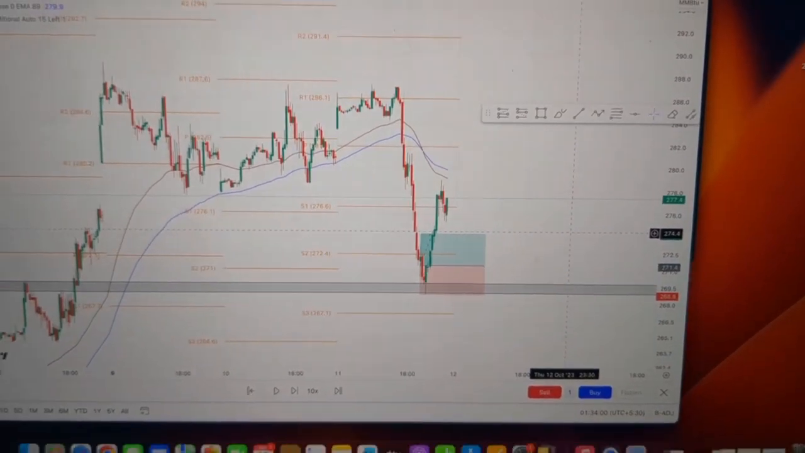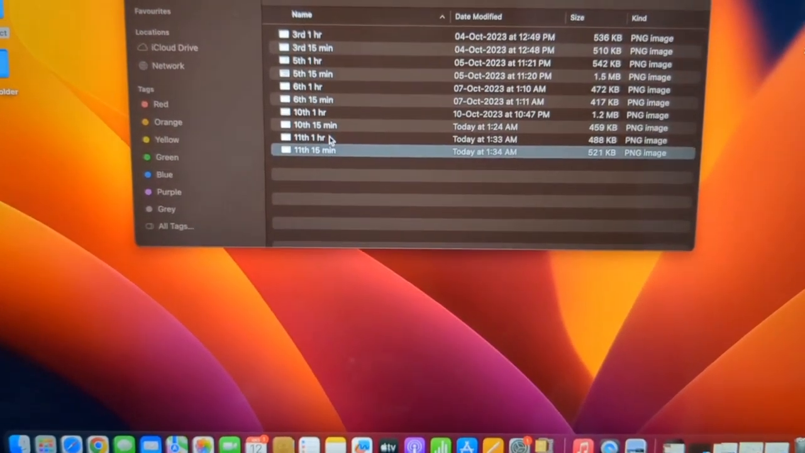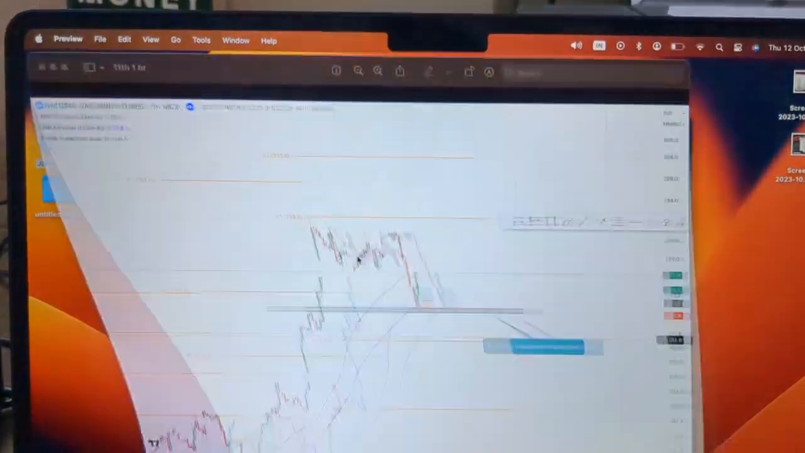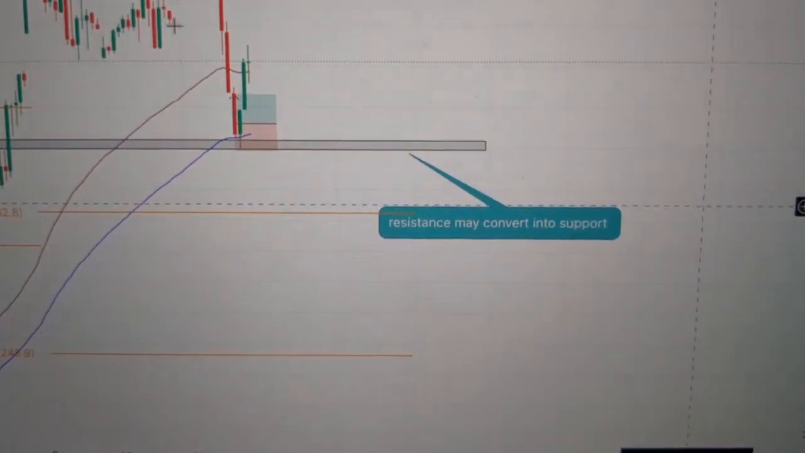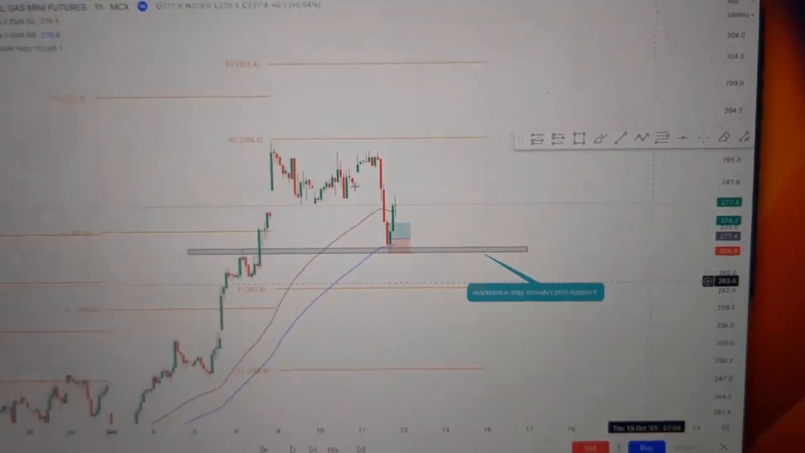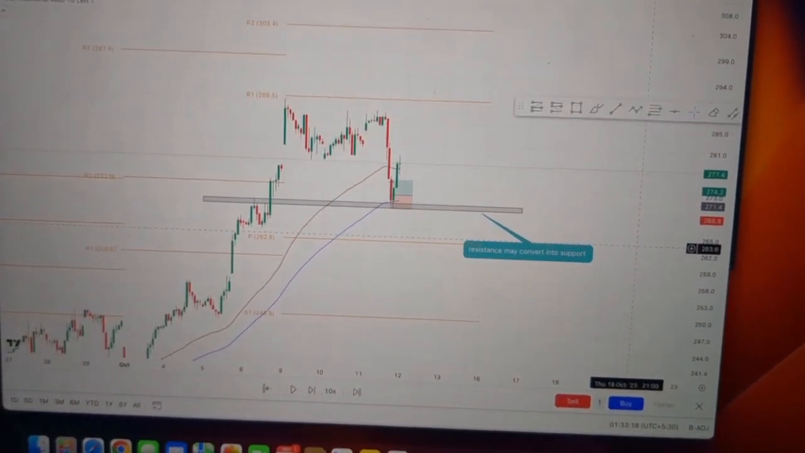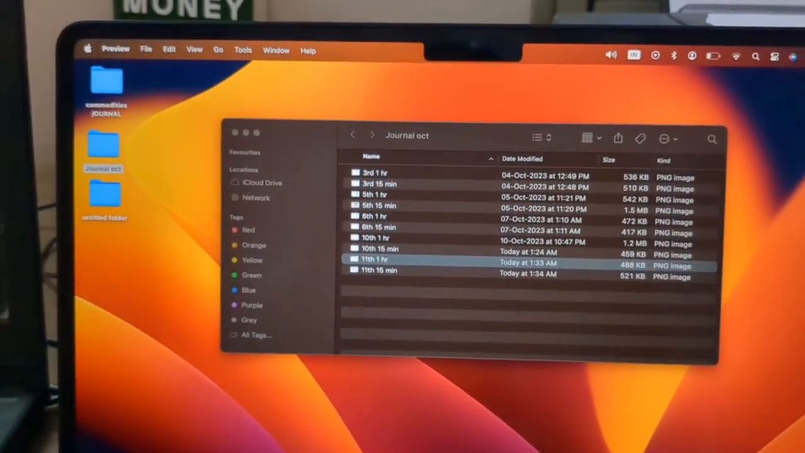And then this is 15 minutes, and this is 1 hour. Then if there are any points, I'll write something like this. I take the screenshots so that I can revise everything, like I can check all the trades during the weekend.